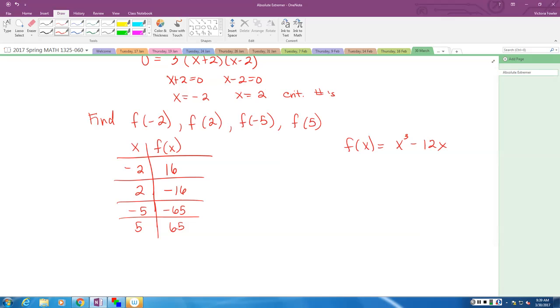Do I just leave it like this? No. I'm going to look at it, right? I'm going to evaluate. I'm going to determine what's the absolute max and absolute min. So can you help me make a determination? What's the absolute minimum? So be careful on how you respond to that. What is the absolute minimum? It's negative 65.